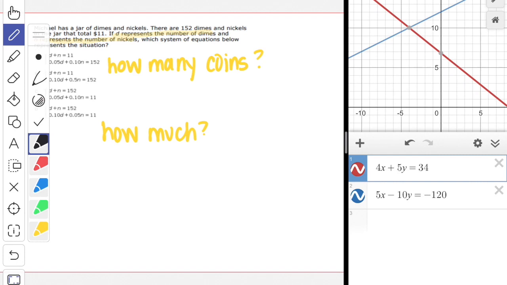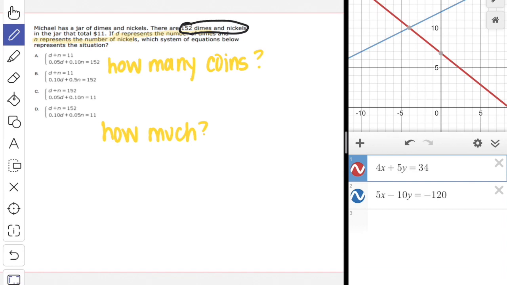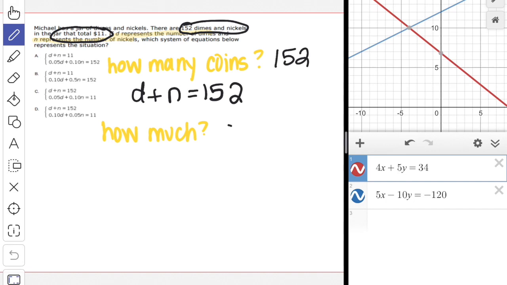So when I look at these two equations, I'm going to start with the how many. They told me that I have 152 dimes and nickels. So I don't know how many dimes and I don't know how many nickels, but I know that my dimes plus my nickels equals 152 total. Okay. Then it tells me that the jar was worth $11. That's the how much. So I have 152 total here and I have $11 to represent it here.